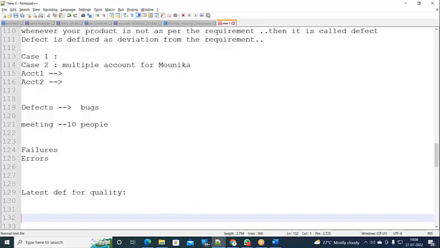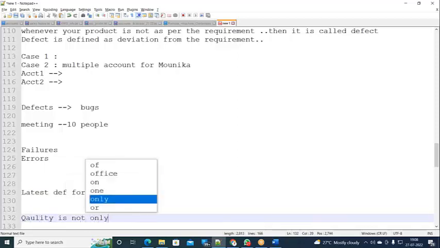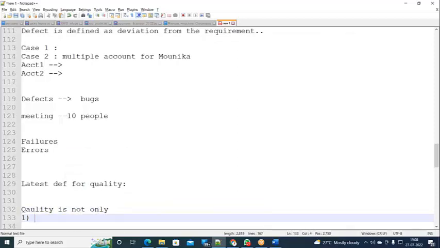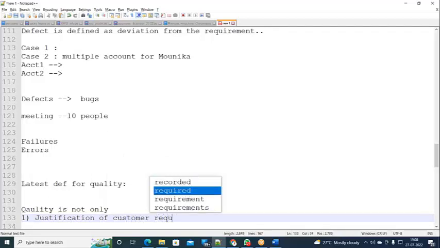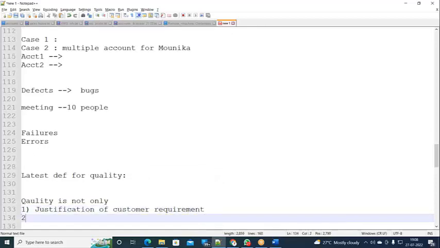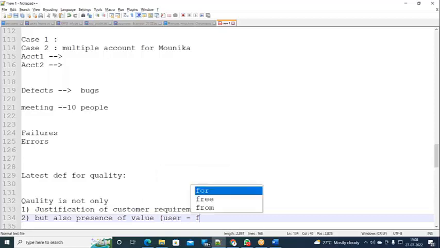Let's see. Quality is not only justification of customer requirements, not just the justification of requirements. We know that it is the justification, so obviously, but also the presence of value. When you say presence of value, what are we talking about? User friendliness.